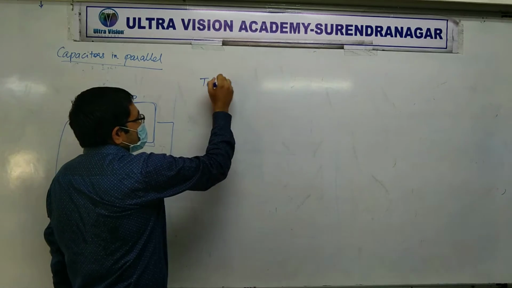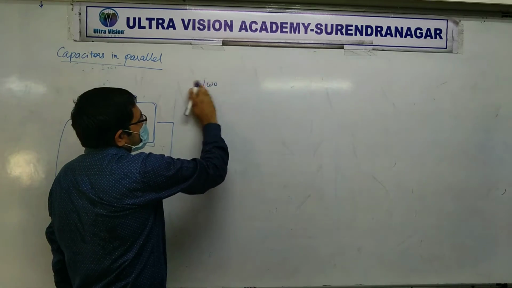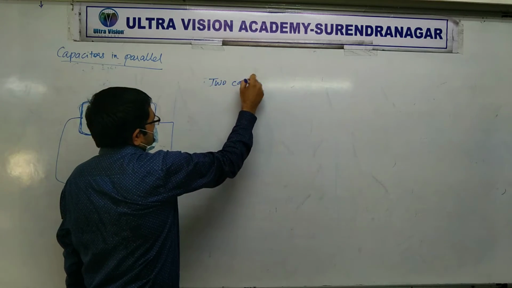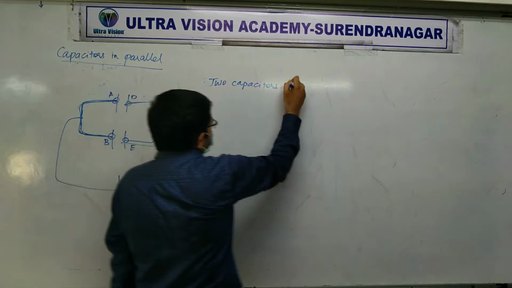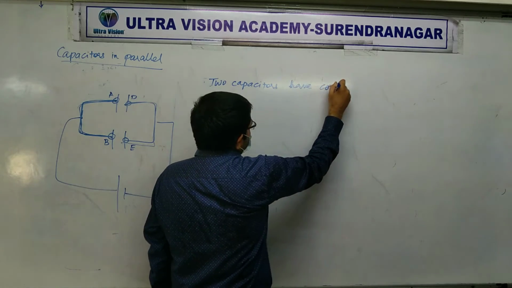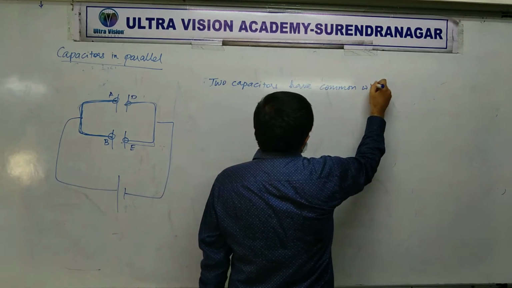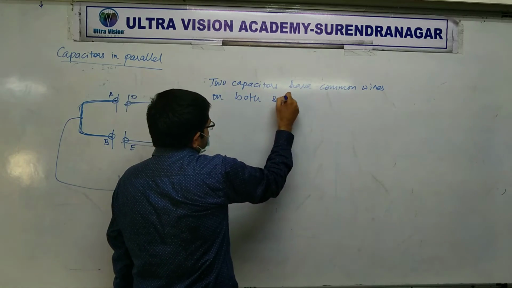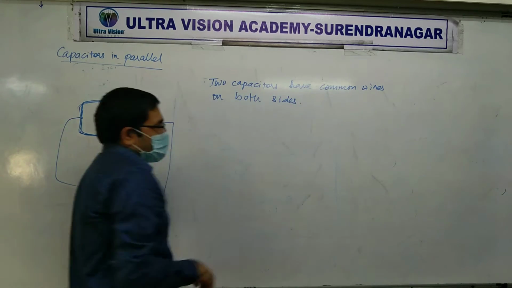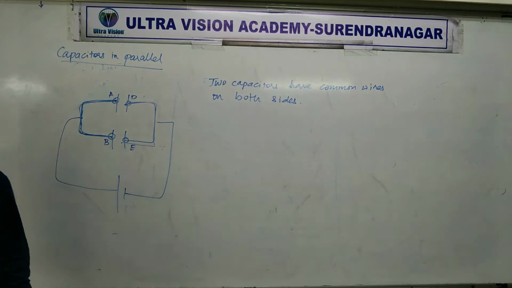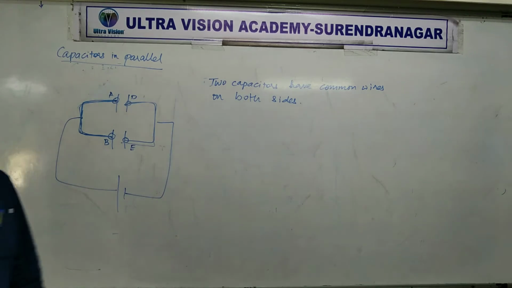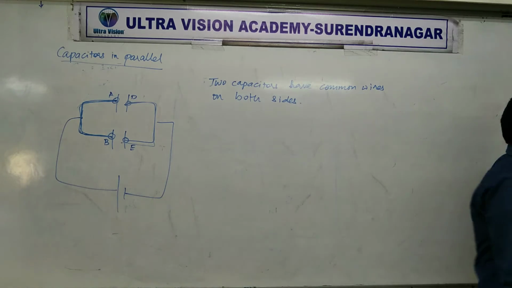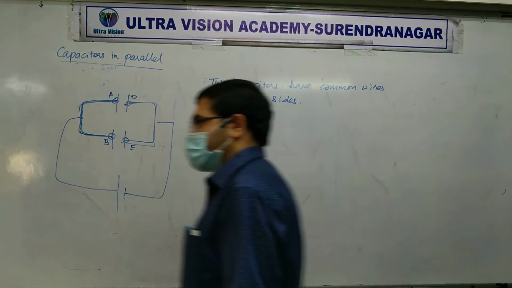Is that two capacitors have common wire on both sides, then they are in parallel. This is the way to identify parallel. If two capacitors have common wire on both sides, not just one.